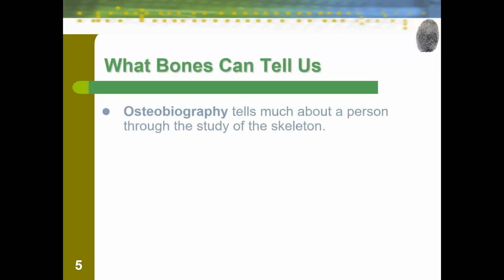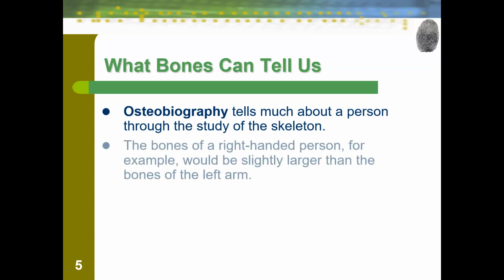So what can bones tell us? So an osteobiography tells much about a person through the study of their skeleton. Now this makes sense because the prefix osteo means bone, and you know that biographies are the story of someone's life. So it's a bone story of someone's life.